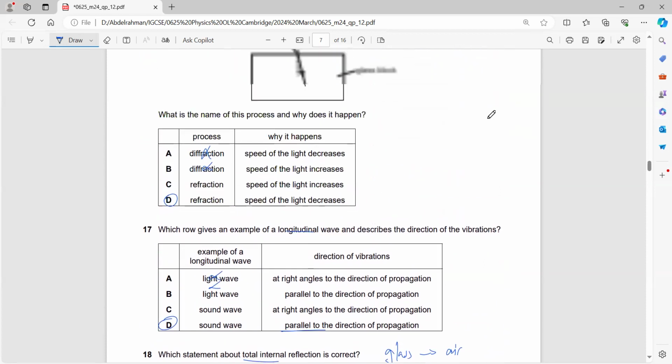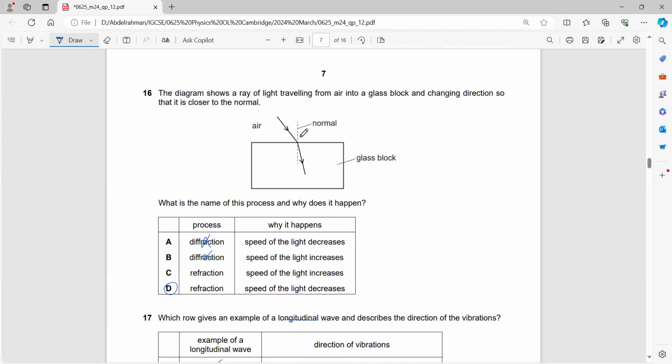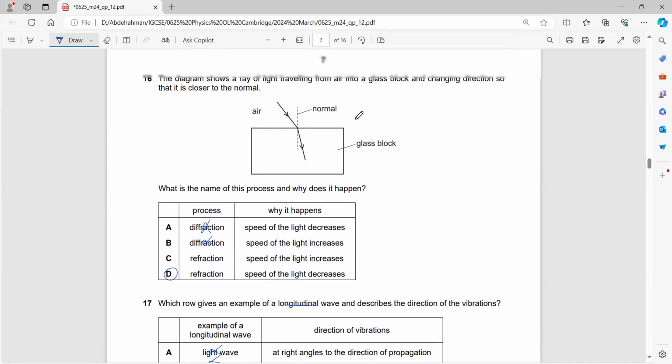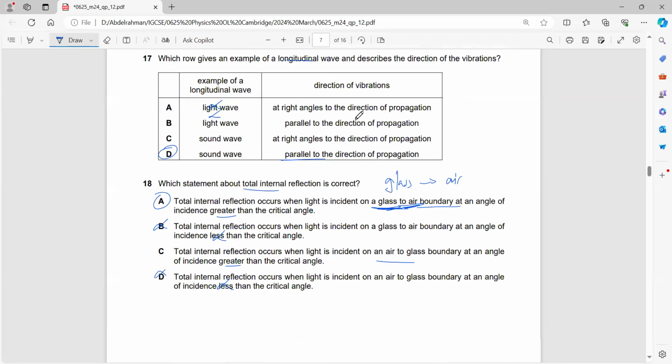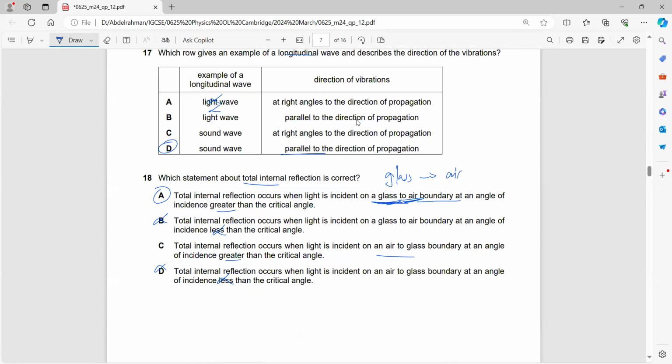For example, in question 16, could this light totally internally reflect? No, it can never. Why? Because it's moving from the air to the glass. If it was moving the other way around, from the glass to the air, it could have totally internally reflected if the angle of incidence was greater than the critical angle.